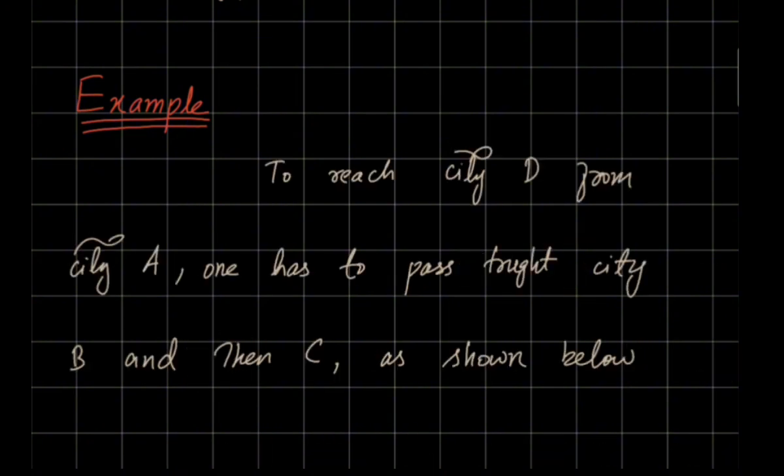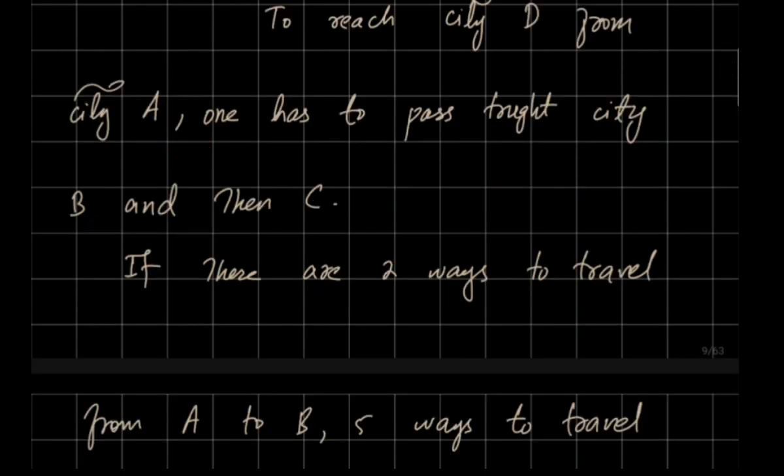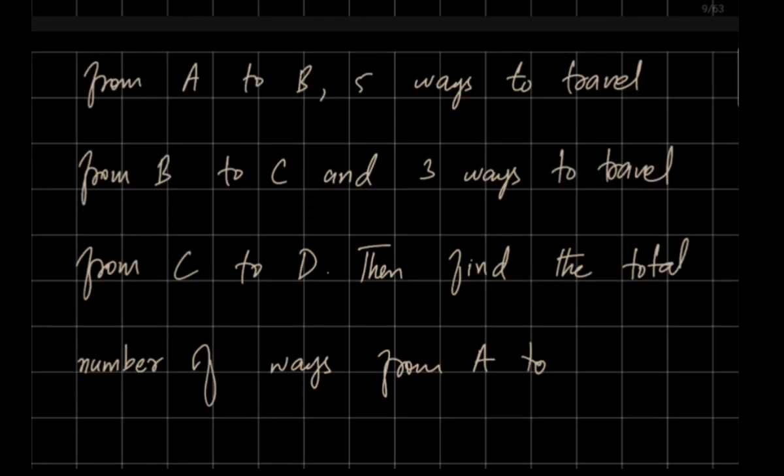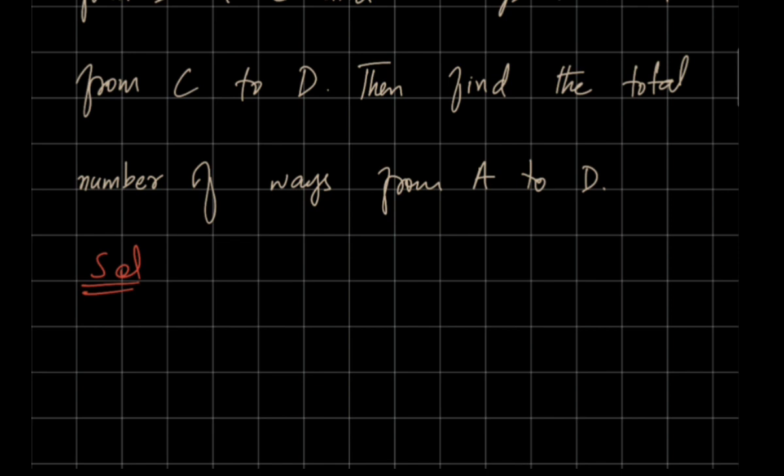So let's do an example. This example says, to reach city D from A, one has to pass through city B and then C. If there are 2 ways to travel from A to B, 5 ways to travel from B to C, and 3 ways to travel from C to D, then find the total number of ways from A to D. Look at the solution of this example.